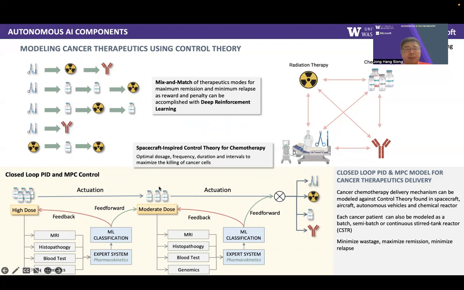And for chemotherapy, the physician could start with a high dose, and after that, the patient is evaluated using these parameters, and the outcomes are fed into the expert system, and there is an ML classification to help infer or do the predictions, so that the doctor can decide whether to do feedback or feed forward. And so this could minimize wastage, maximize remediation, and minimize relapse.